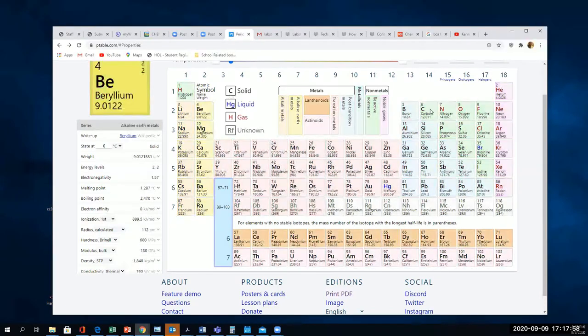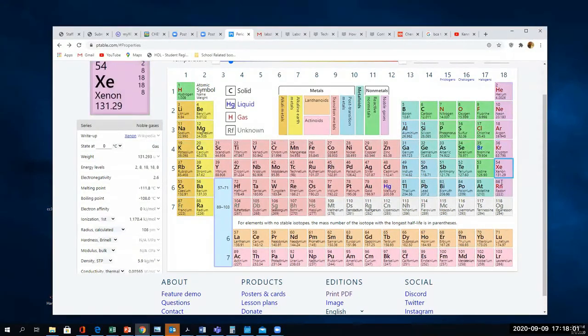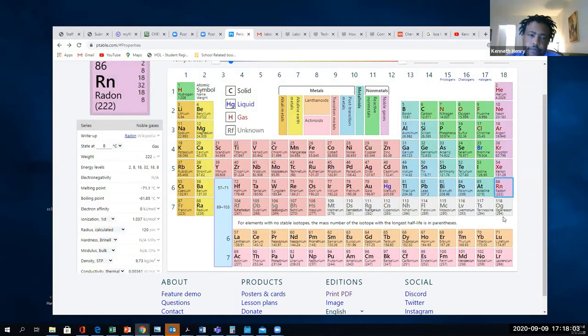Okay. So now these are your noble gases. See these noble gases over here? Okay. So your noble gases, they're noble, right? So they're kind of like the cool kids.